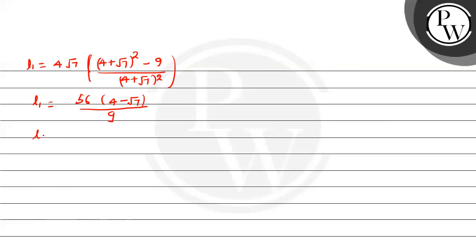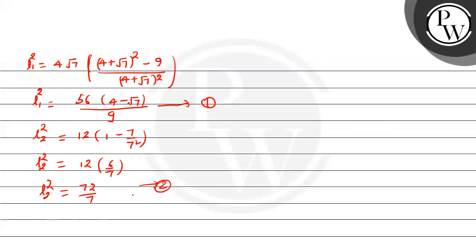And L2 square is actually 12 into 1 minus 7 by 7 square. So the value of L2 square is 12 into, here we can cancel out 1, 7, and this is going to be 6 by 7. So the value of L2 square is equal to 72 divided by 7. Now what do we have to find out? The value of L1 by L2. So let's say this is equation 1 and this is equation number 2, and we will take the ratio of these two.